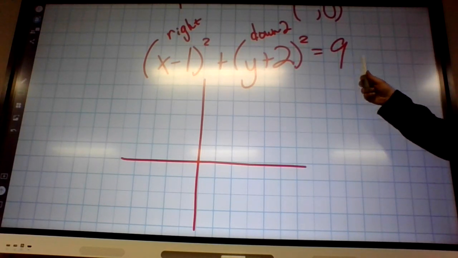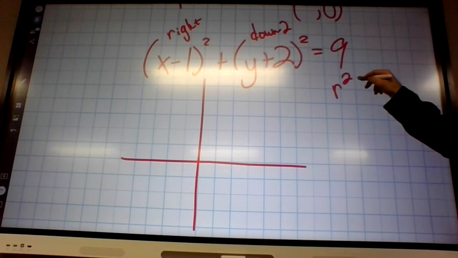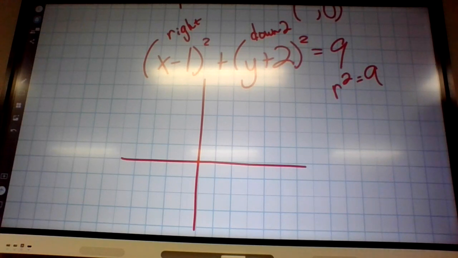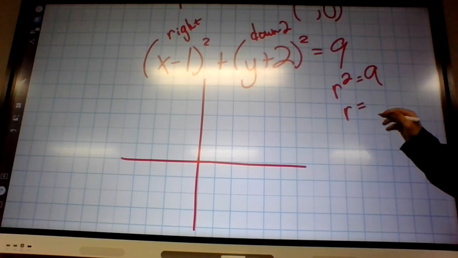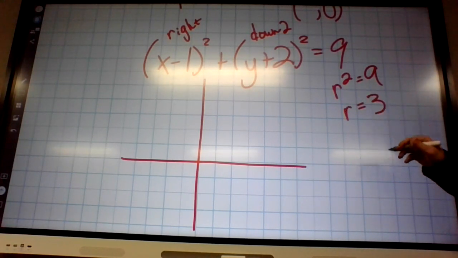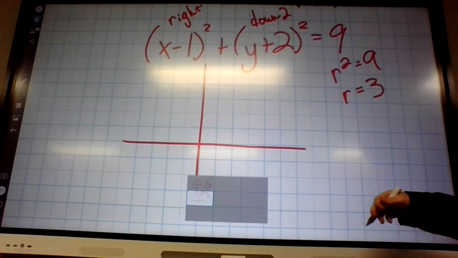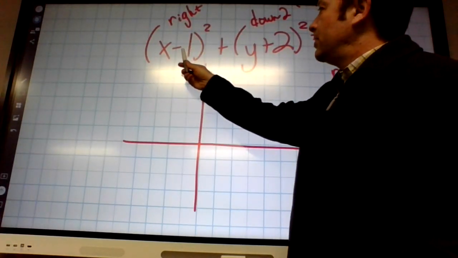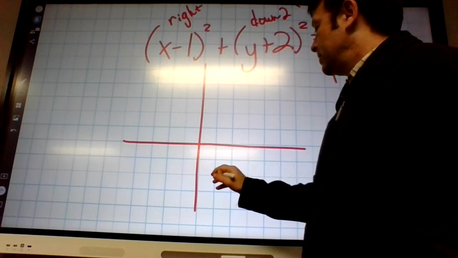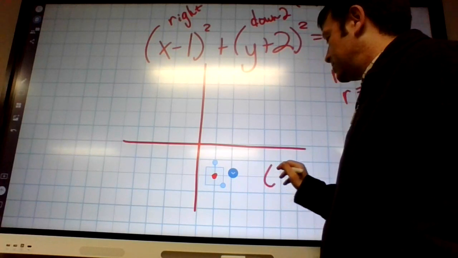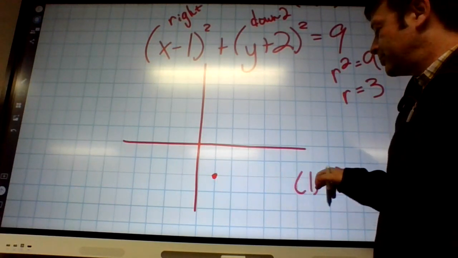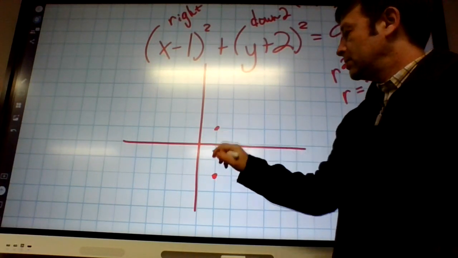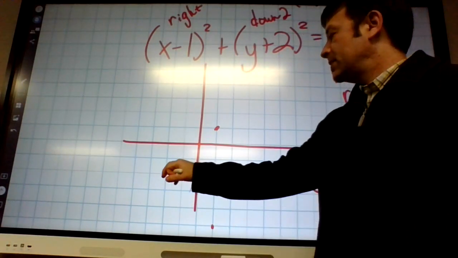And what does this 9 do? Well, the number over here is the radius squared. Radius squared is 9. So if the radius squared is 9, what's the radius? 3. Would it be plus or minus 3? Kind of, but does negative 3 make sense for a radius? No. So if the graph moves right 1 and down 2, that would give you the center at 1, negative 2. And if the radius is 3, you can just go 3 in every direction, left, right, up, down, and then use that to help you draw the circle.